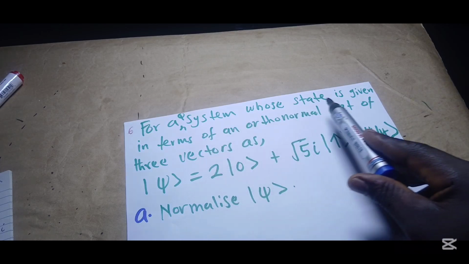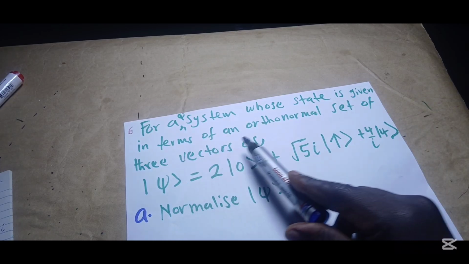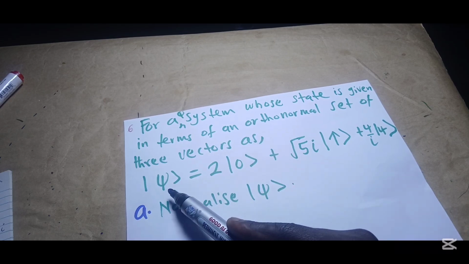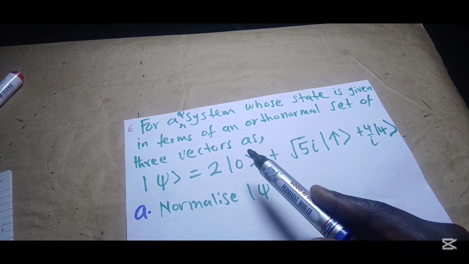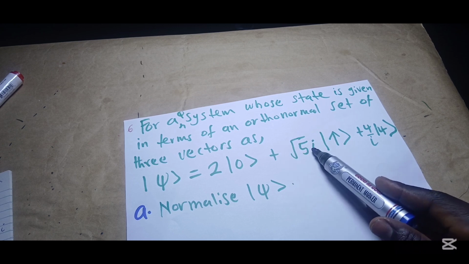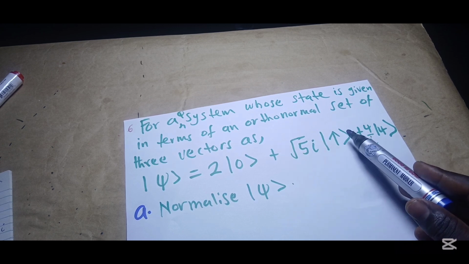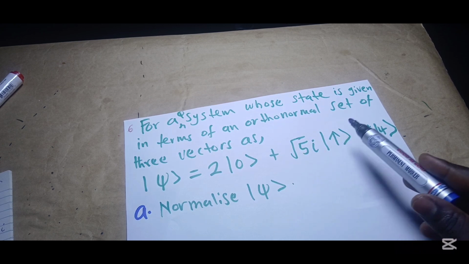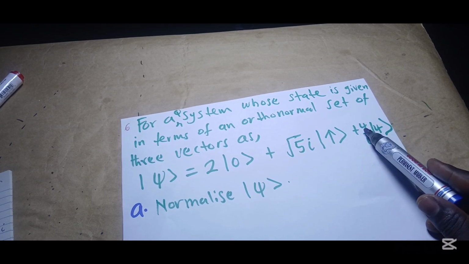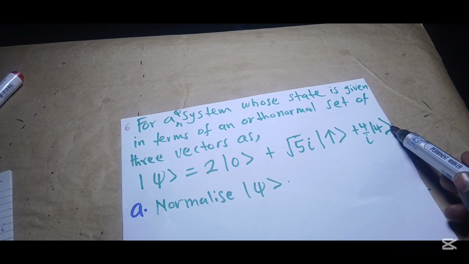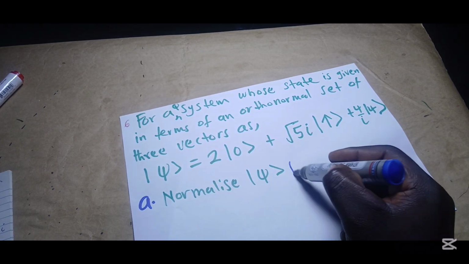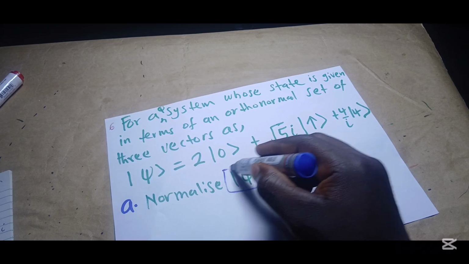For a quantum system whose state is given in terms of an orthogonal set of 3 vectors as psi equal 2 times ket 0 plus square root of 5i times ket spin up plus 4 over i times ket 4. So we are to normalize this state.